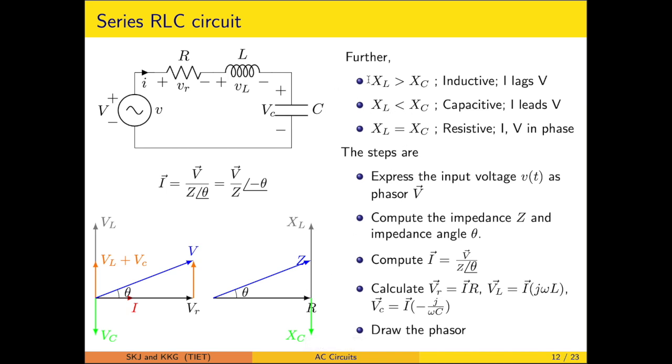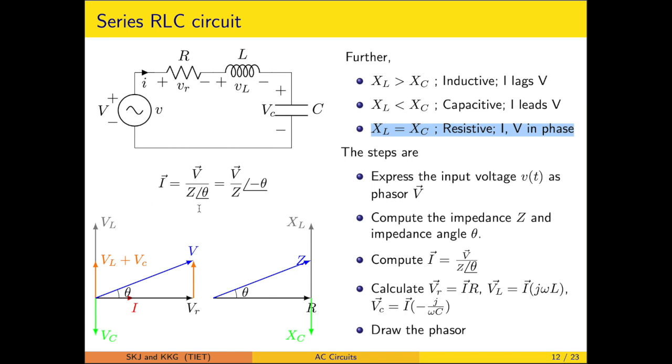However, the exact behavior will be decided by the nature of XL with respect to XC. When XL is greater than XC, it will be an inductive circuit and the current I will be lagging the supply voltage. When XL is less than XC, so XC is greater than XL, the behavior will be capacitive and I will be leading the voltage. When both are equal, the behavior of the circuit will be resistive. Although the inductor and capacitor are present in the circuit, the behavior will be resistive, and this gives us an important identity which we will utilize next, that is the condition of resonance.